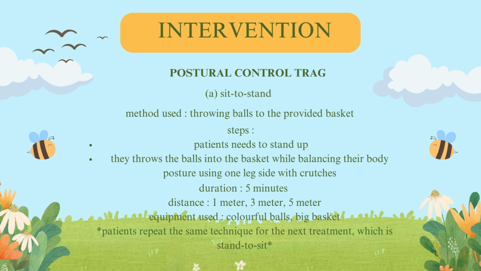The postural control training activity is a sit to stand activity. The method used is throwing balls into the provided basket. All patients need to follow the steps given. The duration is 5 minutes. The distances used are 1 meter, 3 meters, and 5 meters. The equipment used are colorful balls and a big basket. Patients will repeat the same technique for the stand to sit activity.